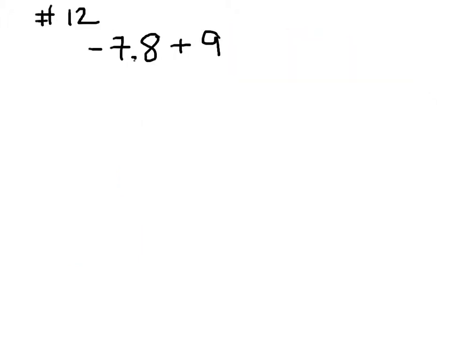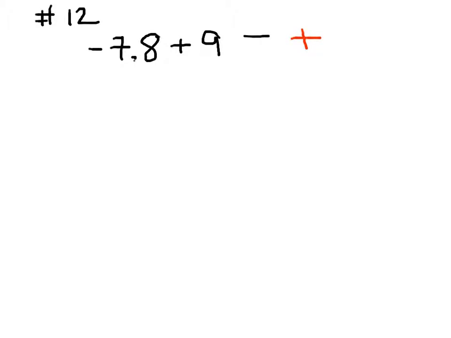So the second one I'm going to do is number 12, which is negative 7 8/10 plus 9. The first thing I notice is that this one's positive and this one's negative, but the bigger number is positive. So I know my answer is going to be positive. That's the first thing I know.